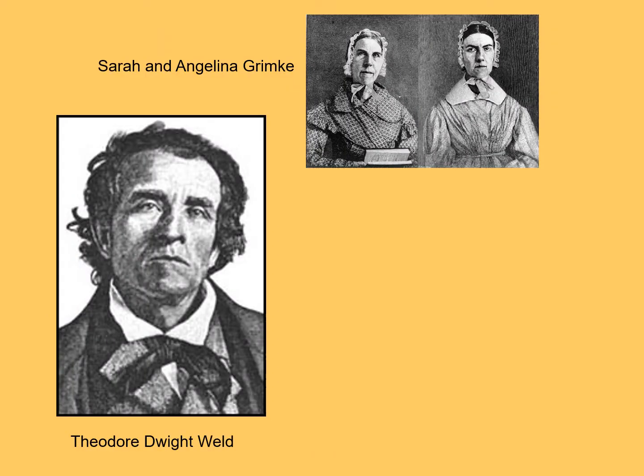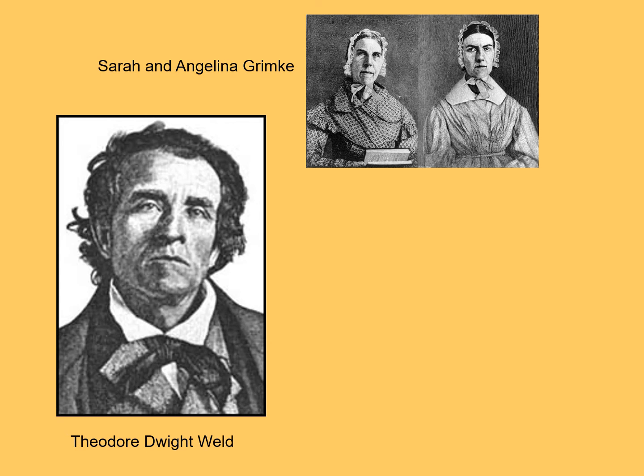Theodore Dwight Weld was a white minister from Ohio who established training schools for abolitionist lecturers, teaching people how to organize, how to make effective speeches to spread the word of abolition. And the people that he trained in his schools would travel throughout the North, setting up abolitionist societies in their own towns.